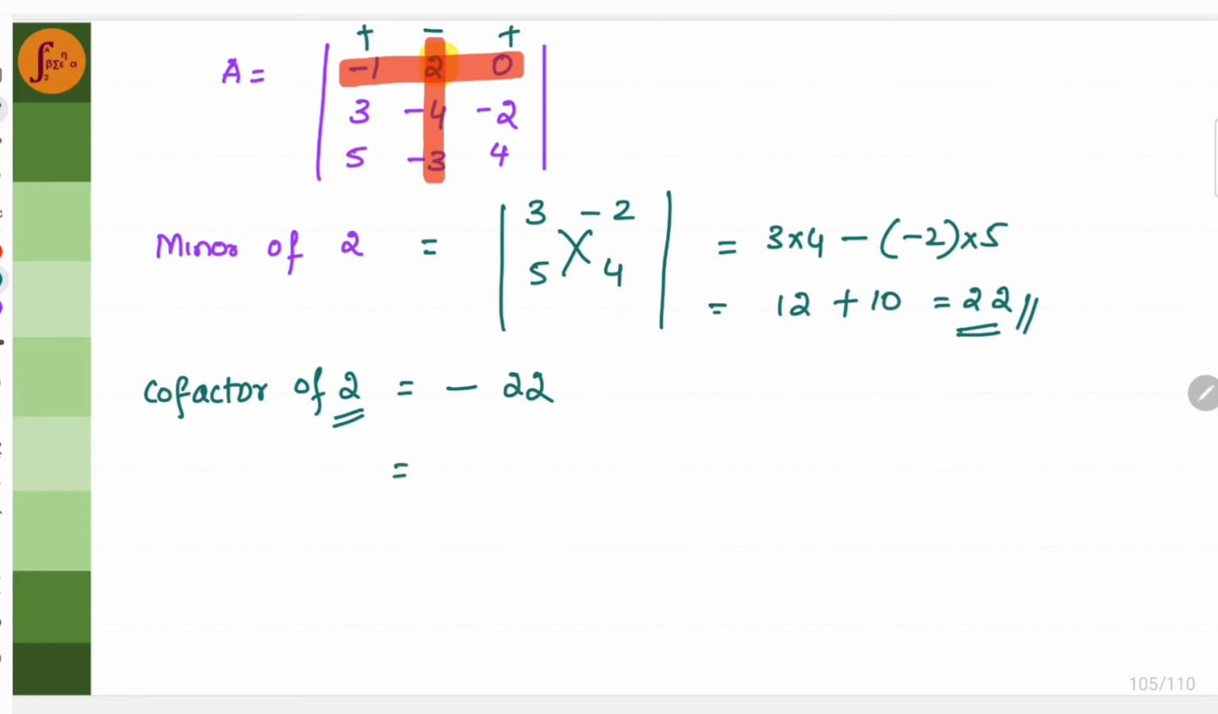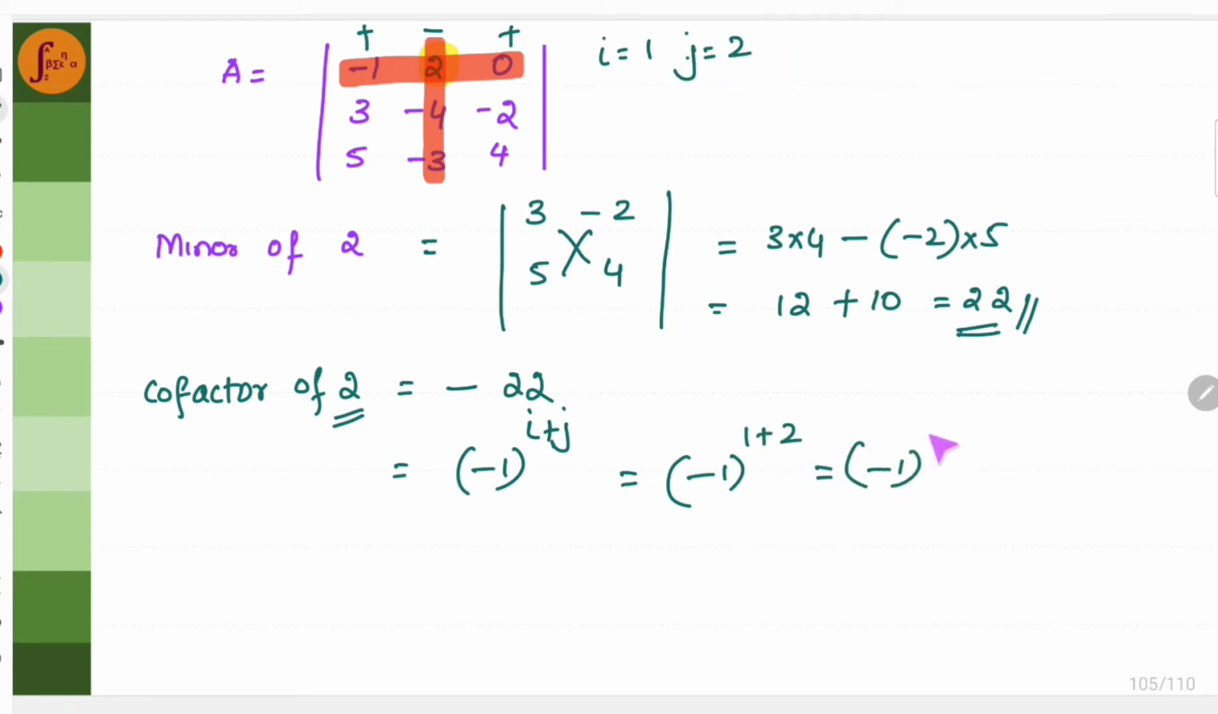If you use the alternate method, that is minus 1 to the power i plus j, you will get minus 1. What is i? What is the row position for 2? For 2, the row position is first row and column is second column. So it's going to be 1 plus 2, which is minus 1 to the power 3. Since it's an odd power, you're going to get minus 1 as the sign. Therefore, the minor 22 will have this minus sign. This is an alternate way.